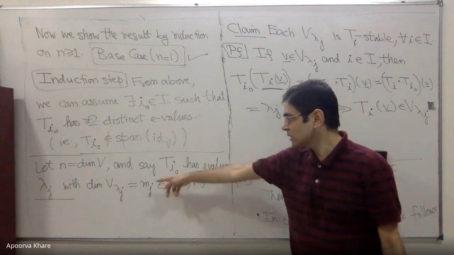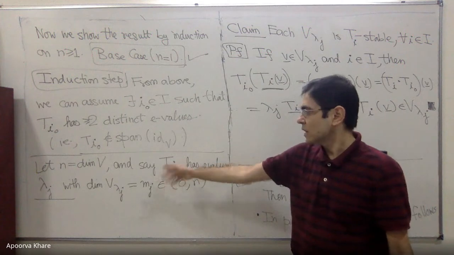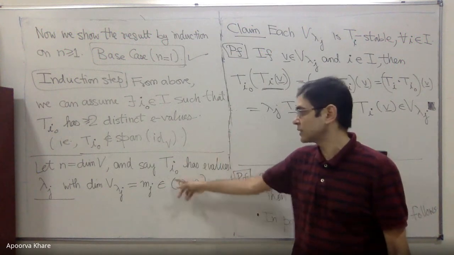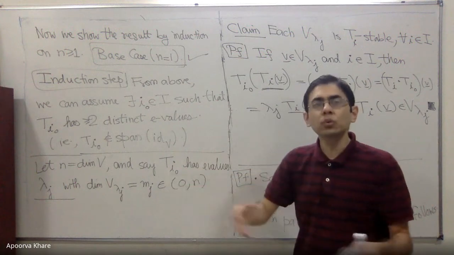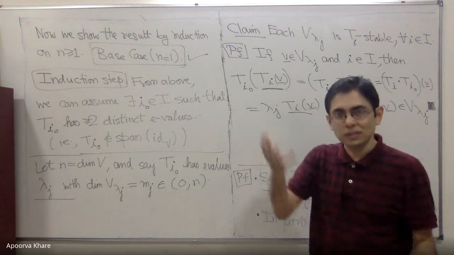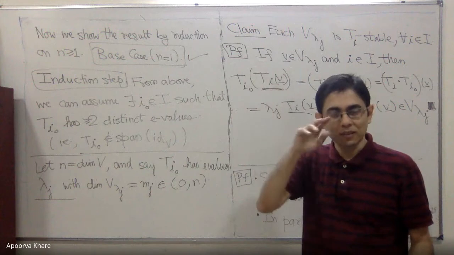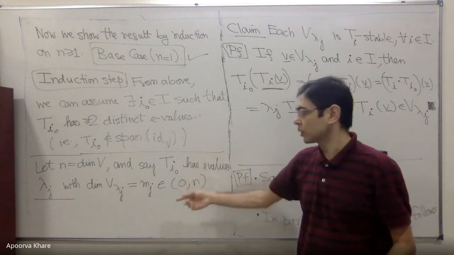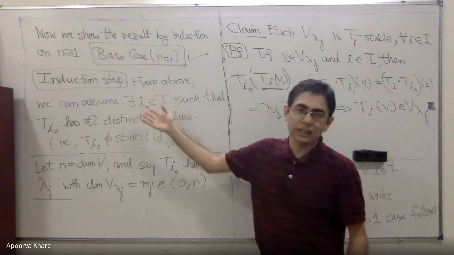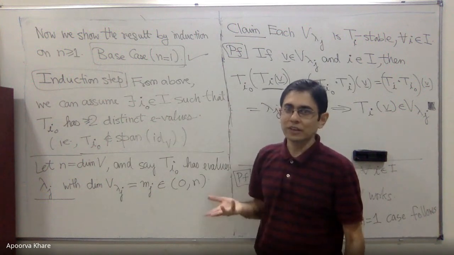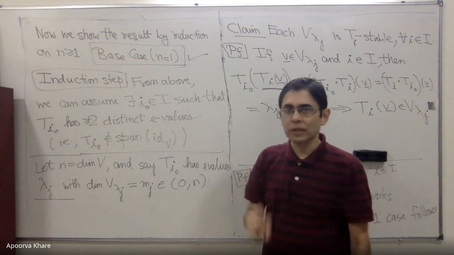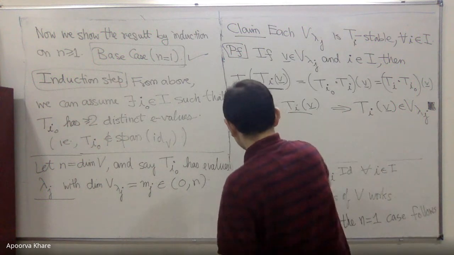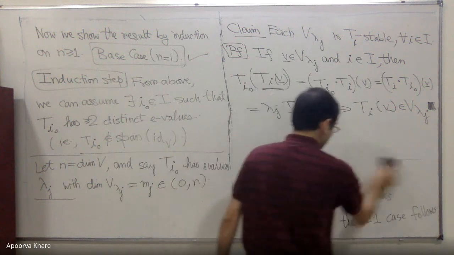By the induction hypothesis, every V lambda j has a basis which is simultaneously an eigenbasis for all the Ti. Take the union of those bases, the disjoint union or coproduct of those bases, that is a basis of the coproduct of the V lambda j's, and that is exactly all of V. So we are done. There's a small gap. What is the small gap? Think about it.